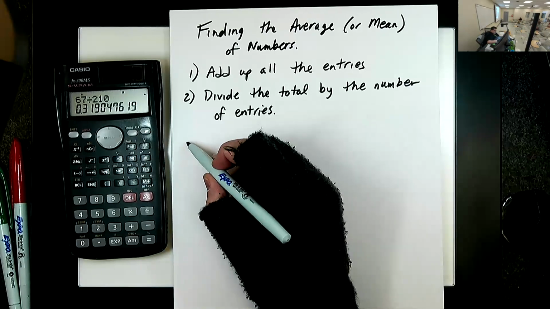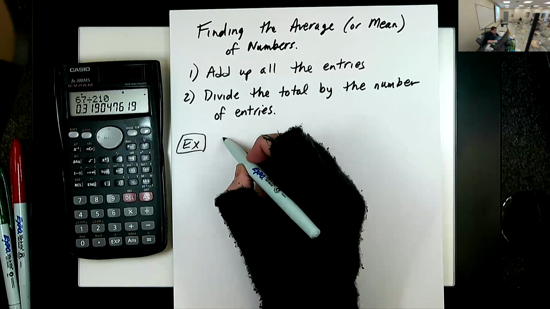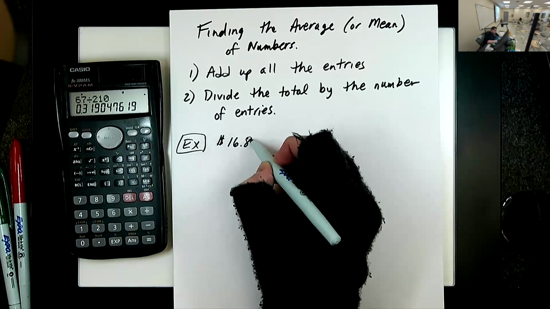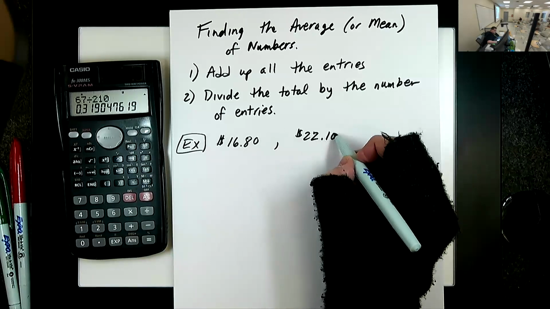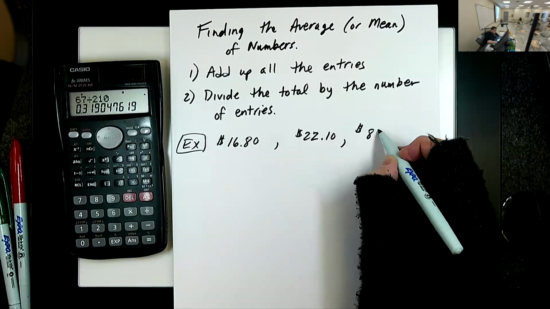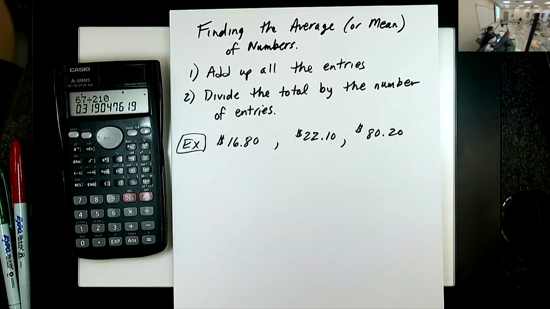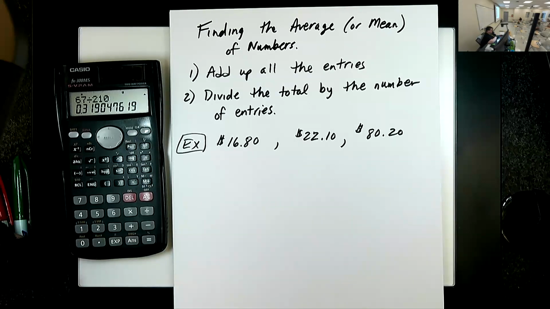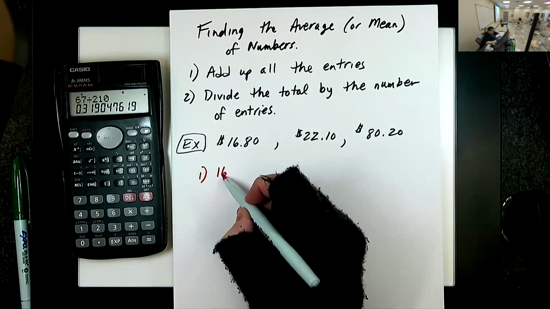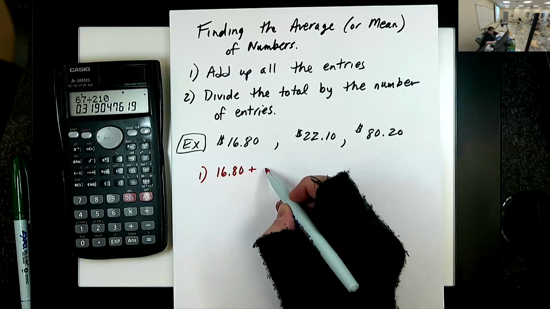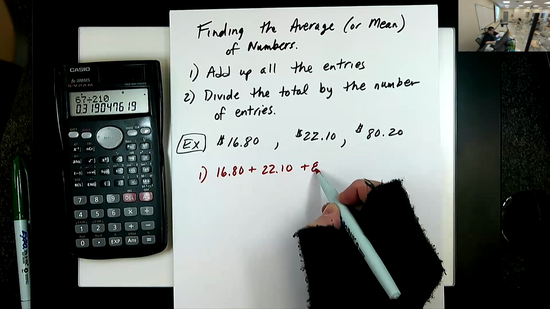So let's say we've got an example. You've got $16.80. You got $22.10. And you got $80.20. That is still not what I wanted to use, but we're going to go with it. Step one, add these up. What is 16.80 plus 22.10 plus 80.20?